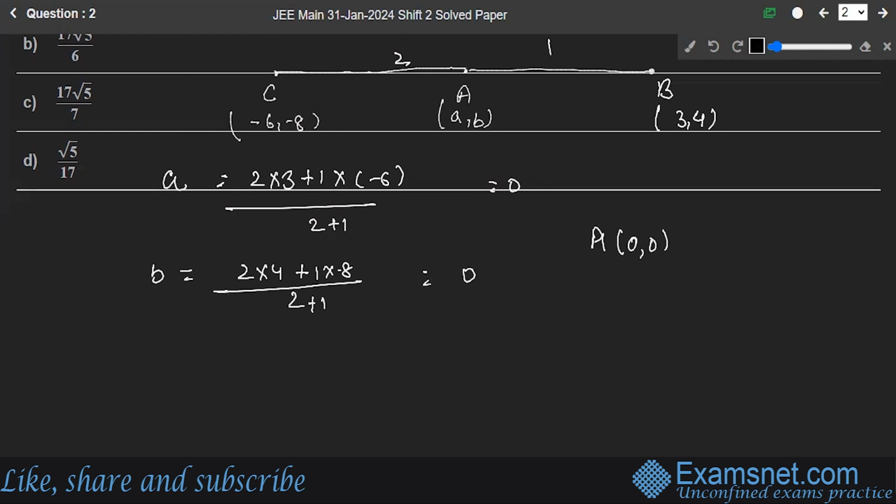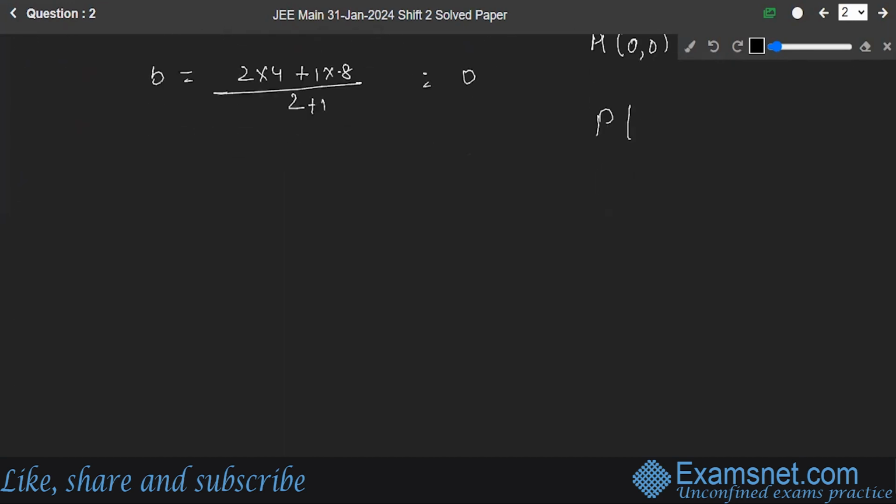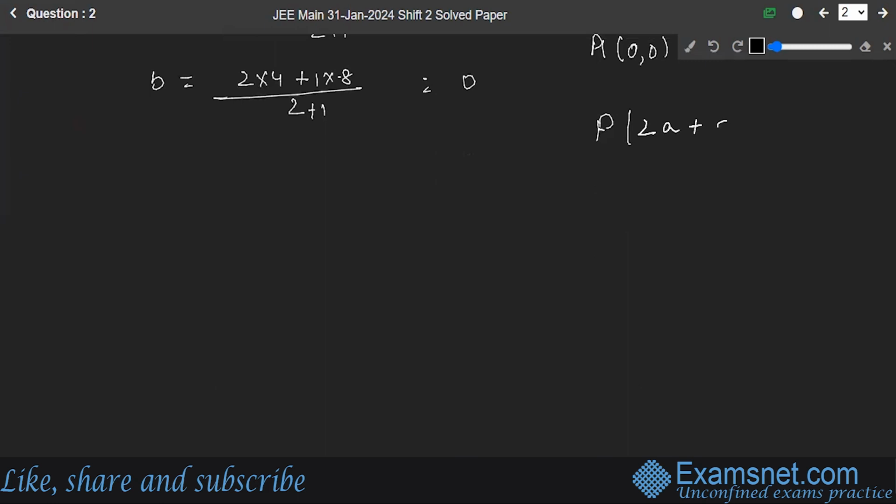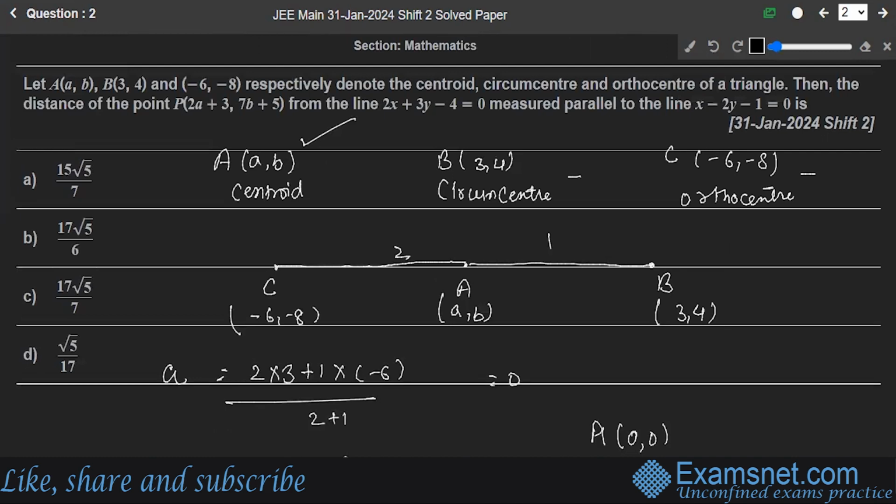So your A point is nothing but the origin, and your P point, which was given by 2A plus 3, 7B plus 5, becomes equal to 3 and 5. This is your P point. Now, see what was there in the question. What were you asked? The distance of this point from this line, which is parallel to this line. So understand, we'll always go with what is asked in the question. We are asked the distance of this point from this line, and you are given a specific thing: measured along this line.